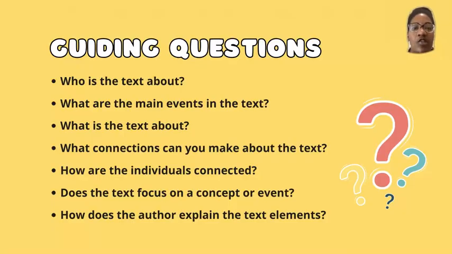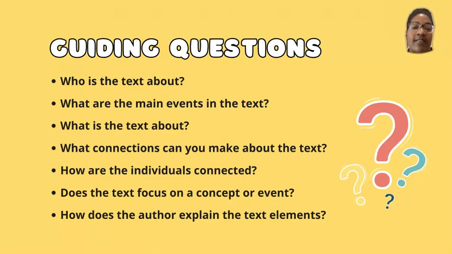All right, some guiding questions we need to ask ourselves when we are analyzing and making connections when it comes to individuals, events, and ideas and how they influence each other. Again, who is the text about? What are the main events in the text? What is the text about? What connections can you make about the text?